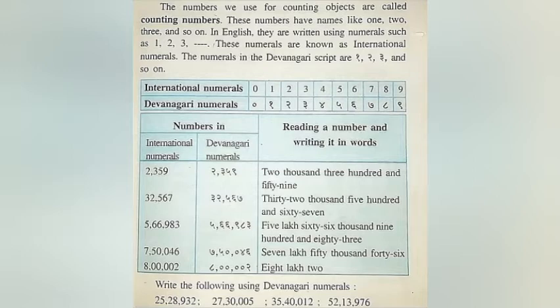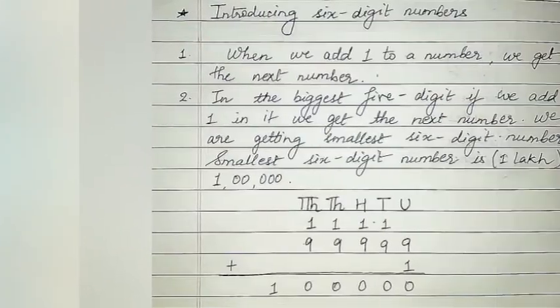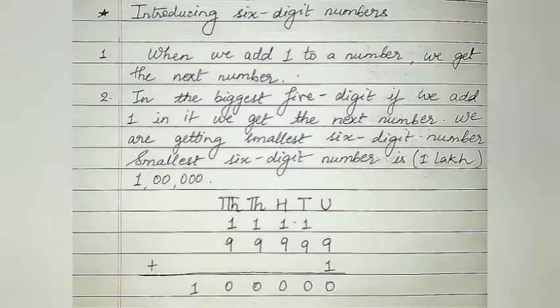Now observe this table properly, and below they have given 4 questions. Solve them, converting into Devanagari numerals. You get to learn more when you learn about the 6-digit numerals. When we add 1 to a number, we get the next number. It's simple. When you add 1 plus 1, you get 2. That is the next number.